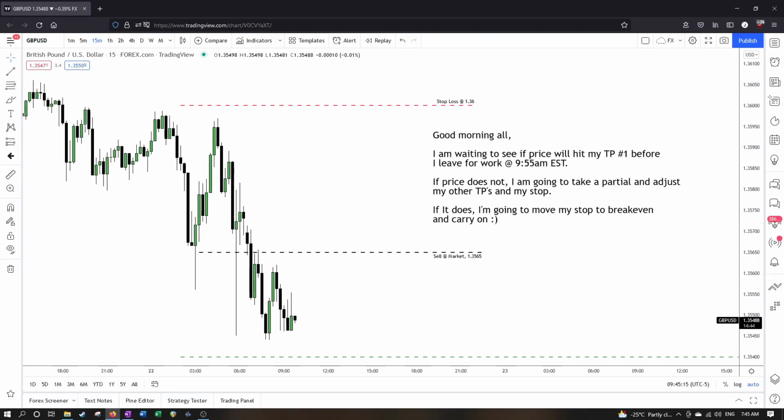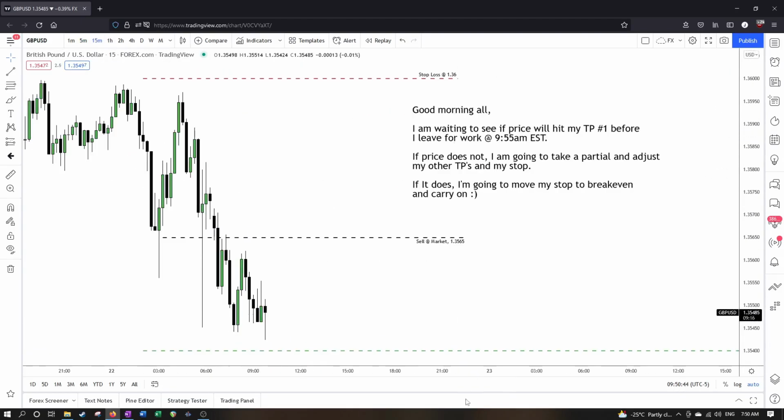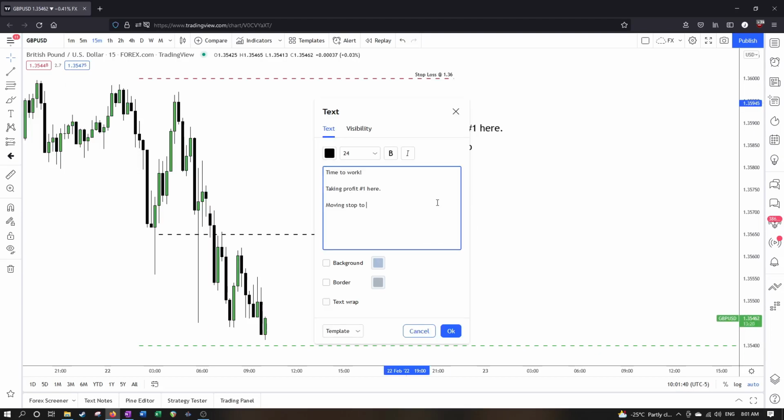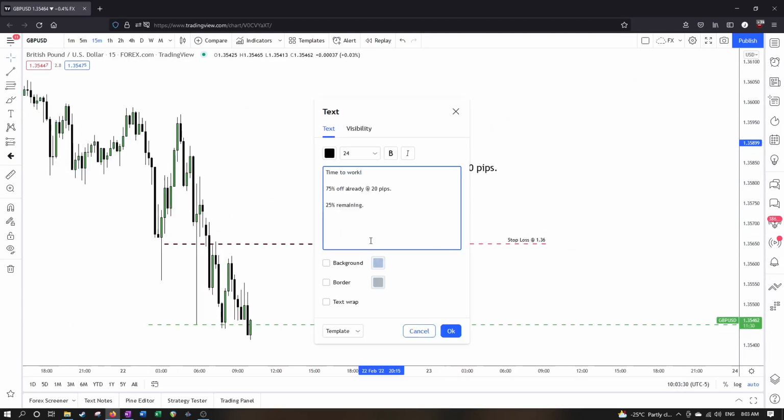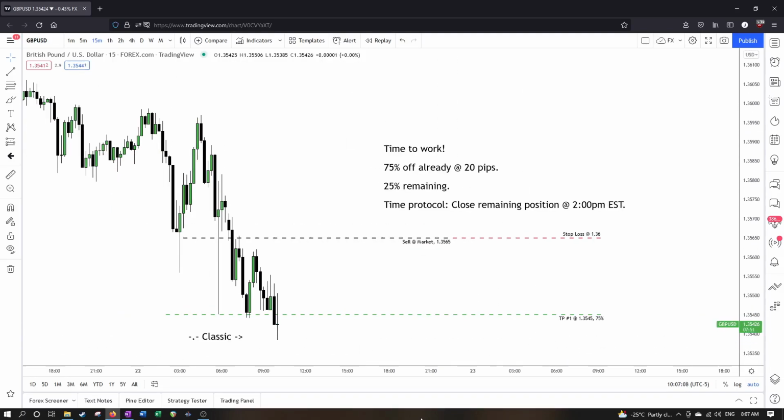I end up writing my game plan on the chart itself. I am going to take a partial if price doesn't hit take profit 1 before I go to work. If it does, I move my stop to break even. Price ends up banging around here and doesn't actually hit my target before I have to leave for work. Therefore, I take 75% of my position off at 20 pips profit. The remaining 25% stays on in case I get that cookie later on in the day.